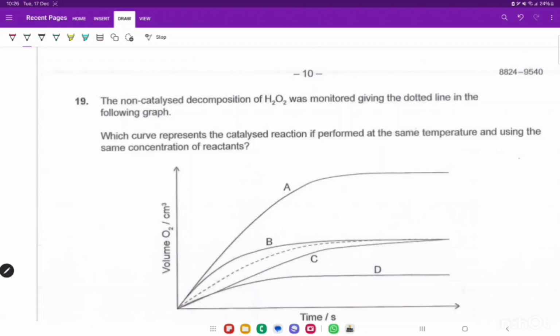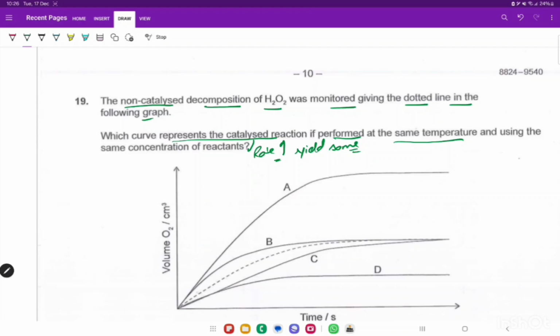In this question, the non-catalyzed decomposition of H2O2 was monitored, giving the dotted lines in the graph. Which curve represents the catalyzed reaction if performed at the same temperature? The dotted one is non-catalyzed, and the bold one is the catalyzed reaction. Whenever you add a catalyst, the rate will increase, whereas the yield will remain the same. That is, the reaction will complete at the same point.